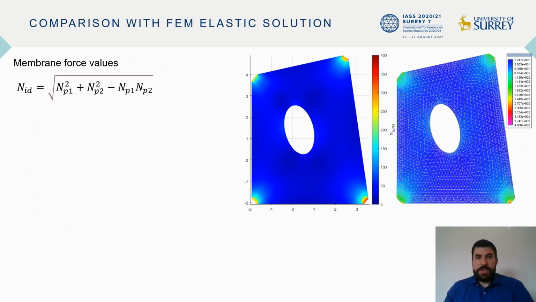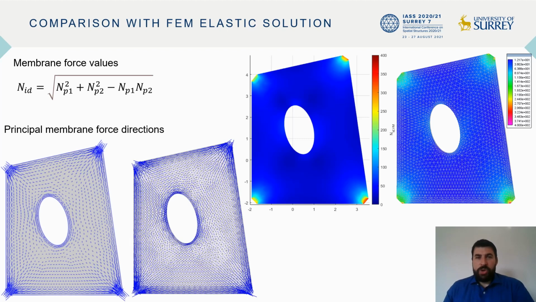Once the shell form is determined, it is possible to perform a finite element analysis of the shell with assigned geometry. Here is shown a comparison between the membrane forces computed from the proposed procedure and those computed from the FEM analysis. This comparison is possible also in terms of principal directions of the membrane force tensor. Both comparisons show very good agreement.